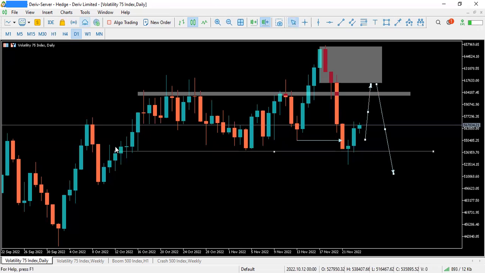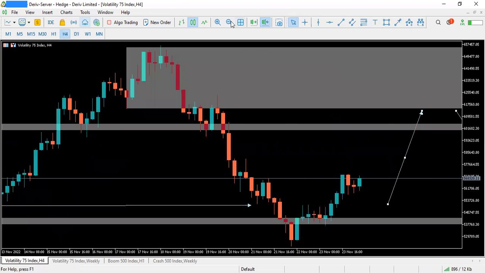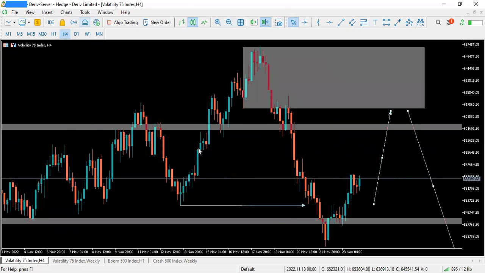So right now we just need to relax and see how the market is going to proceed. Is it going to give us more buys? We'll just take those buys up until maybe we reach this level or that level before continuing to the downside. So this is the structure.